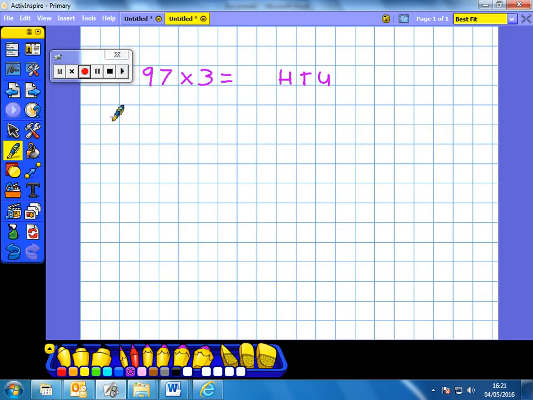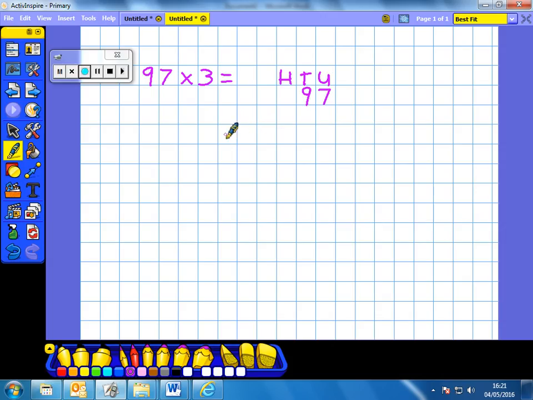Some of you may be able to do that in your head, but for those of us who can't, this is another way that you can do it. It's called column multiplication. You pop the 97 in the right places. The 9 goes under the 10 because remember it's 90, 9 tens, and the 7 is in the units.